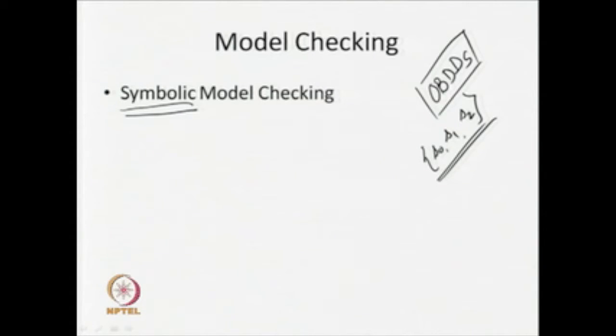So, symbolic model checking is nothing but your model checking algorithm only, but here we are using the data structure BDDs to represent our entire state transition diagram. That means we are using ROBDDs to represent our Kripke structure. Now, we are going to see how we implement our model checking algorithm with the help of those ROBDDs.